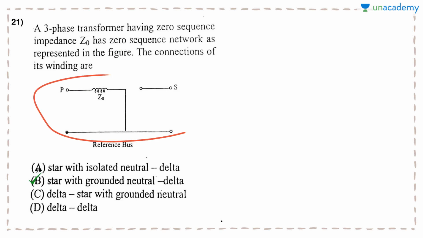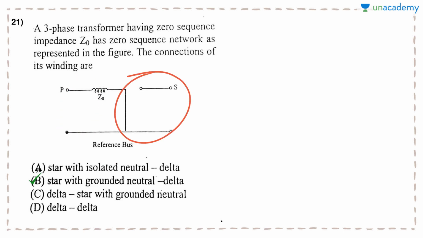So I have discussed such problems, the zero sequence networks, in the course I have presented, that is symmetrical components and fault analysis. In that course I have discussed a lot of examples based upon these types of questions. Okay, so to find the answer for the two connections, that is the primary connection and the secondary connection.